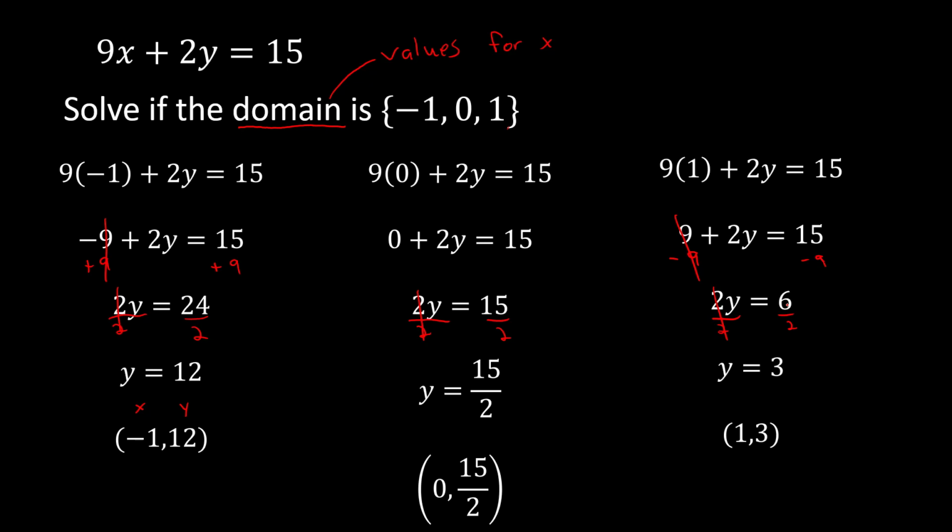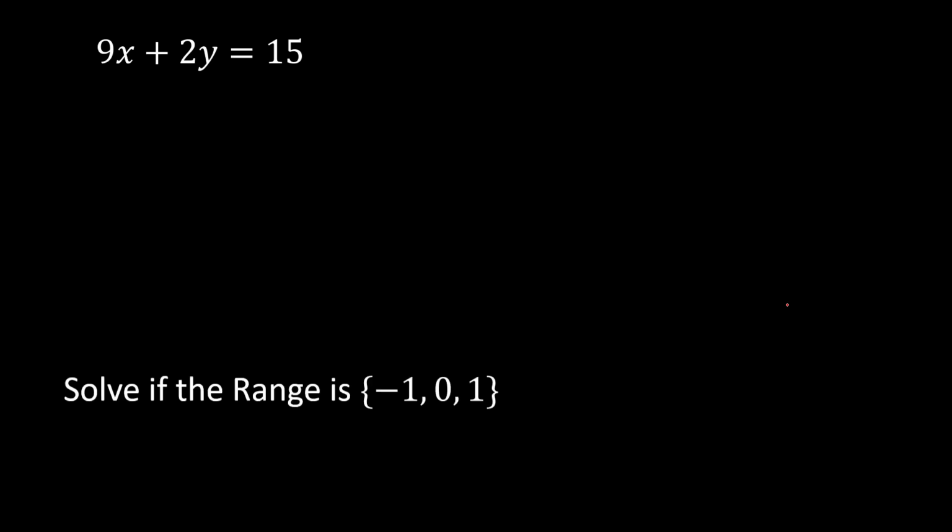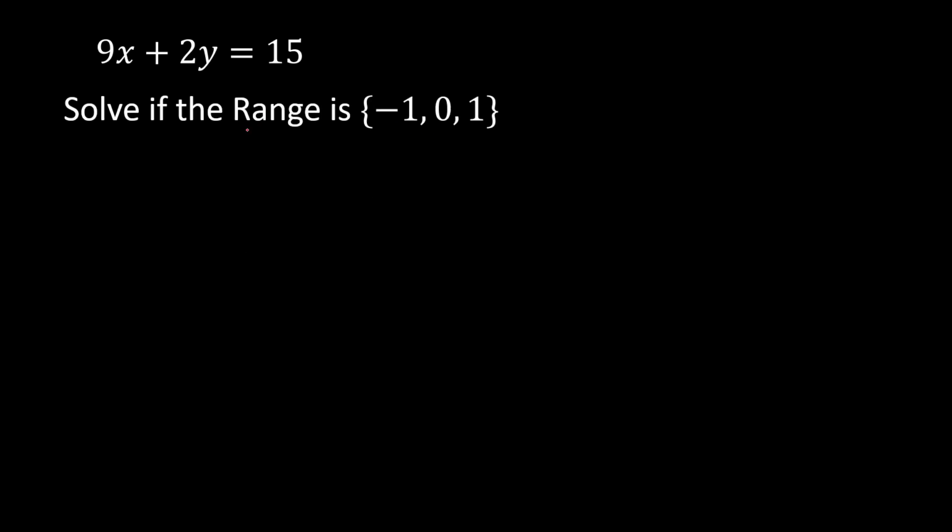And now the question is, what if we're given the values for y? That's what we call the range. So another term to know: range are your values for y. Meaning, this is what we're going to plug in for y, and in this case, we're going to see what we get for x. So this is the same type of problem that we just did, except we're working backwards. Instead of plugging numbers in for x, we're plugging numbers now in for y.